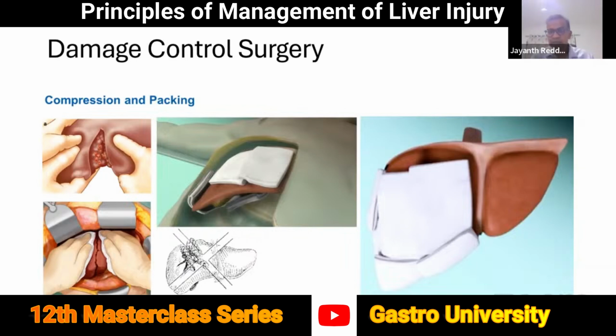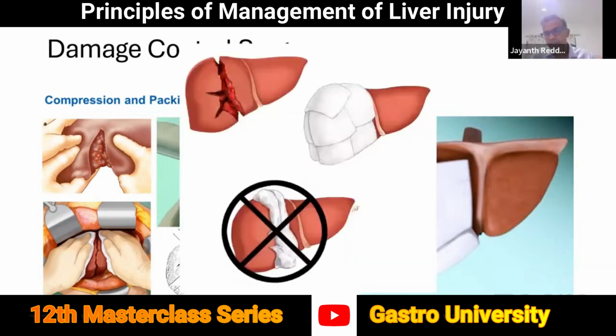It is not a good idea to place packs or gauze pieces between the cut surfaces or the injured liver surfaces, because this is just going to worsen the bleeding. And you need to take care that you don't overdo it, where you are compressing on the vena cava or the hepatic veins, leading to liver congestion and worsening of bleeding.